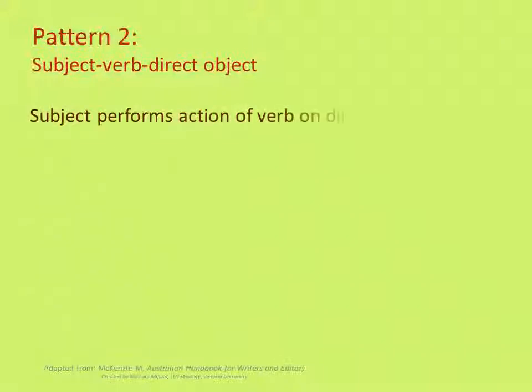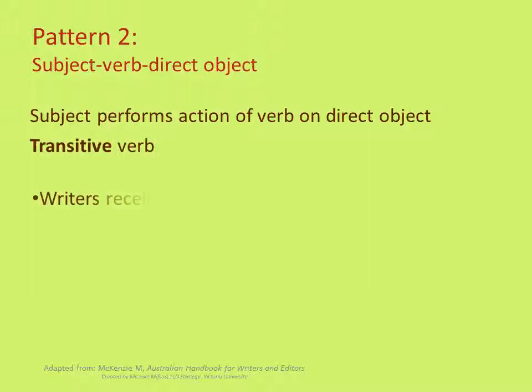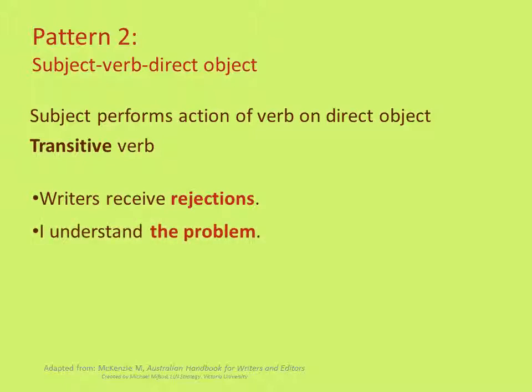In this pattern, the subject performs the action of the verb on the direct object, so the verb is said to be transitive. Writers receive rejections. Rejections is a direct object of the transitive verb receive. I understand the problem. The problem is the direct object. The horse jumped the fence. The fence is the direct object.